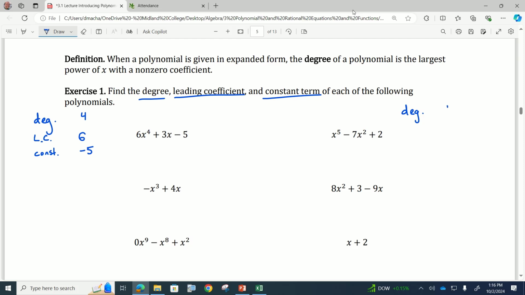Okay. Over here in the top right, what's the degree? It's 5. It's the largest power of x, right? Look at the largest power of x. What's the leading coefficient here? Oh, okay. It's positive 1. And then what's the constant term? 2.